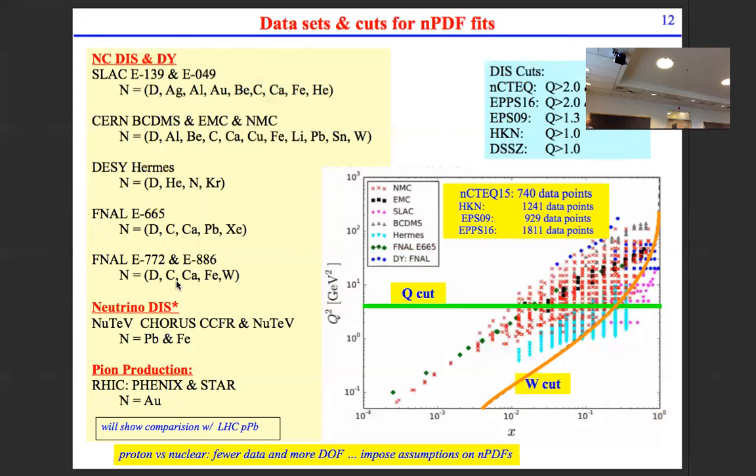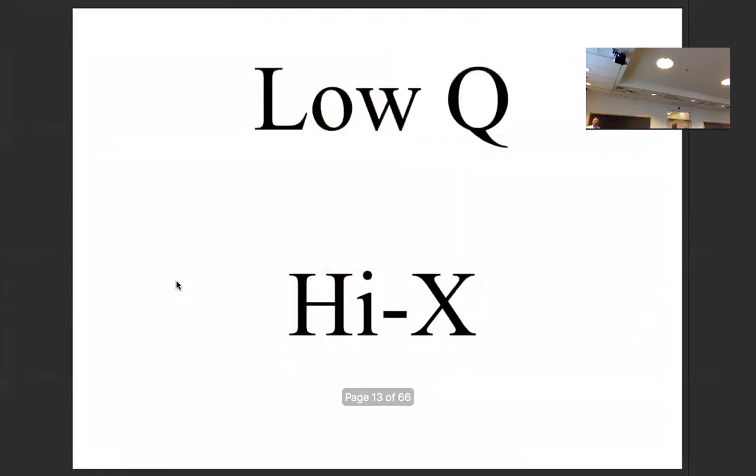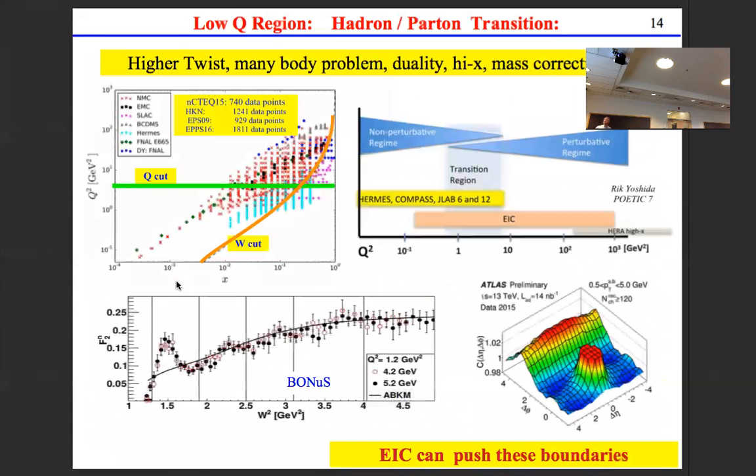And then typically we put cuts on Q and Y. So these are the cuts in the nCTEQ set. There's a Q cut, so we cut out all this low-Q data because we're afraid to try to work in that region. We also use a W cut that cuts out the higher-twist, high-Y region. So we leave a lot of data cut onto the floor, and it would be interesting to press in this direction. So if we try to press in the low-Q direction, for example, I show this.